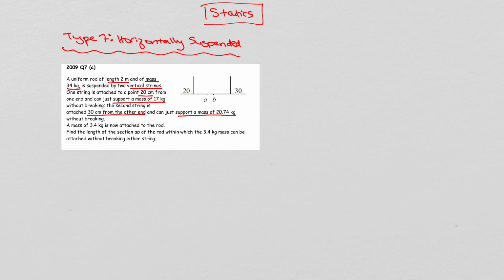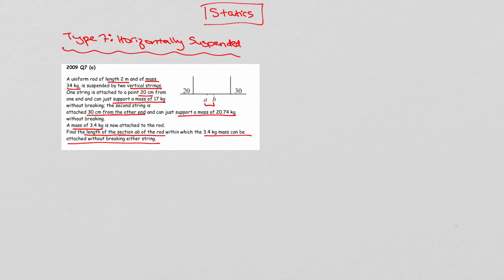So the maximum upward force that it can apply is going to be mass times gravity, in other words, 17g. If we're looking then at the mass that is attached to the rod, it's going to be hanging from the rod, it is a mass of 3.4 kilograms. And basically it can be attached anywhere between A and B. And that's what we're looking for. What is the length of the distance between A and B, so that we can attach this 3.4 kilogram mass without breaking the string.